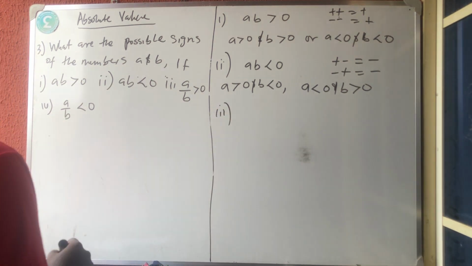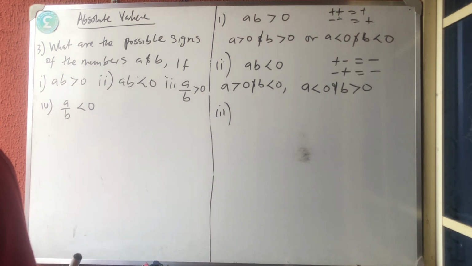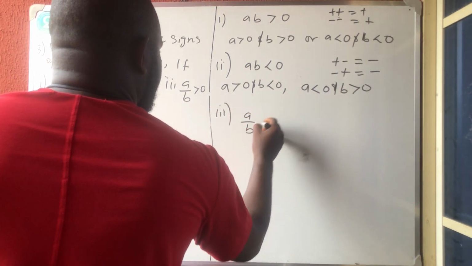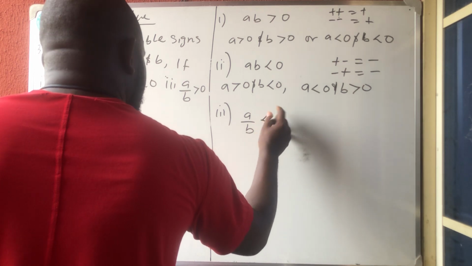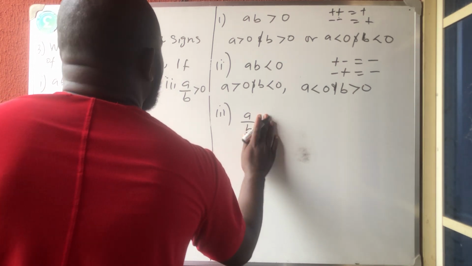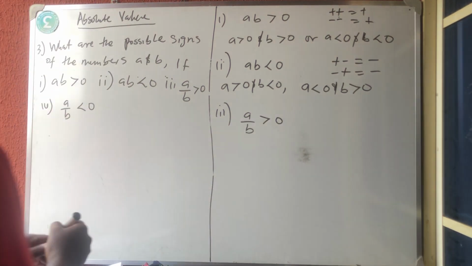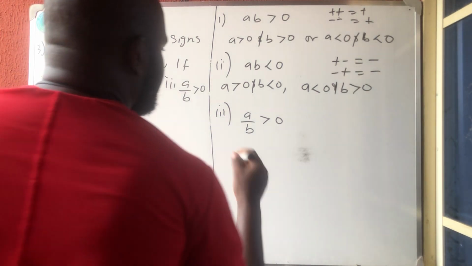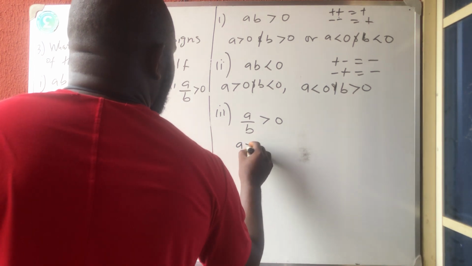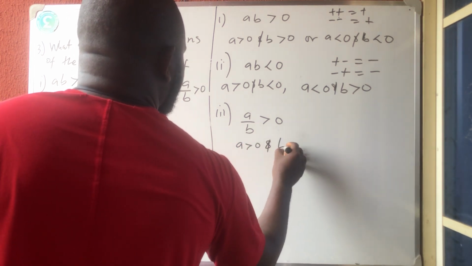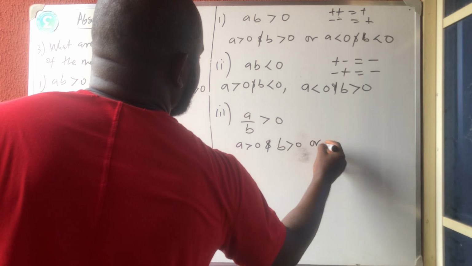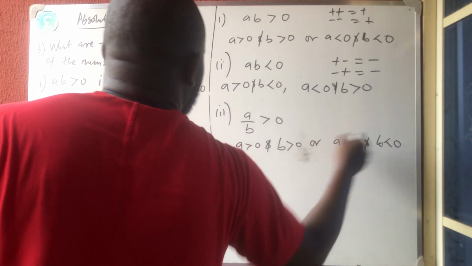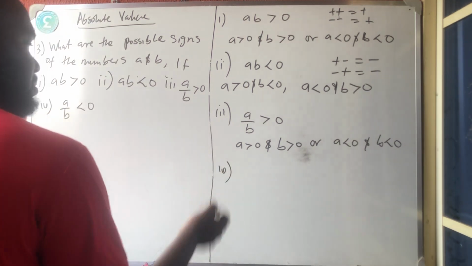Okay? Then for division, the same thing is applicable. If a divided by b is greater than 0, what can make this greater than 0 is that both of them are of the same sign. That a must be greater than 0 and b must be greater than 0, or a must be less than 0 and b must be less than 0. So for iv, the same thing is applicable.